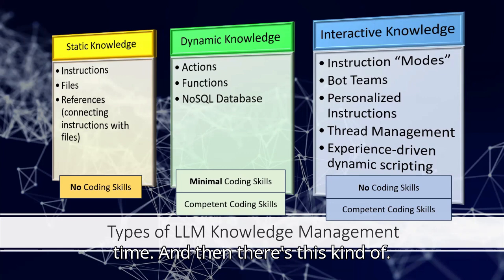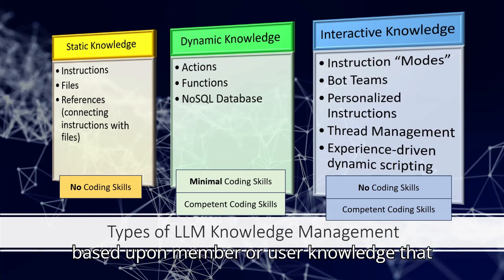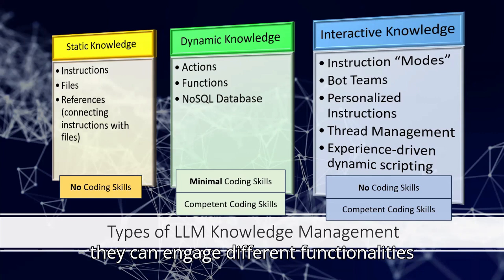And then there's this very interesting space, which we're calling interactive knowledge. In general, this requires a reasonable degree of coding capacity, but there are a couple of elements of it which can be implemented to an extent with no coding skills, just using instructions. We call that modes. It's a forced way, based upon member or user knowledge, that they can engage different functionalities or ask the intelligence to behave differently in an interactive, on-demand way.